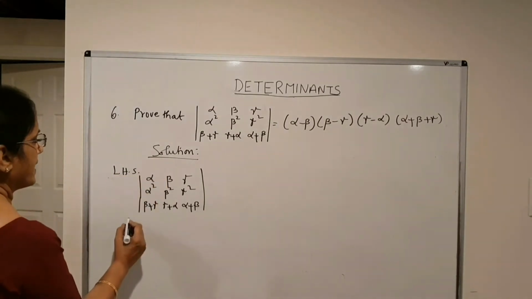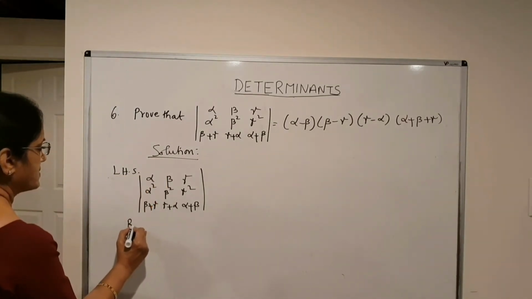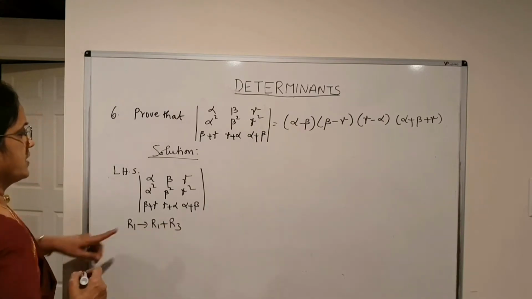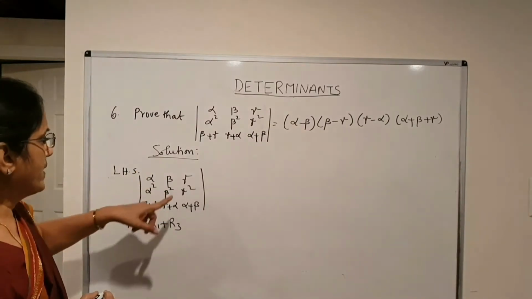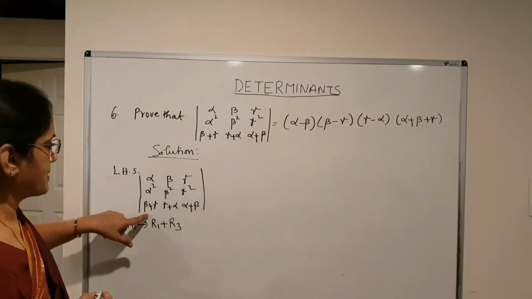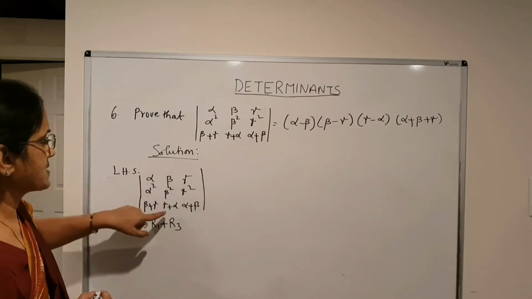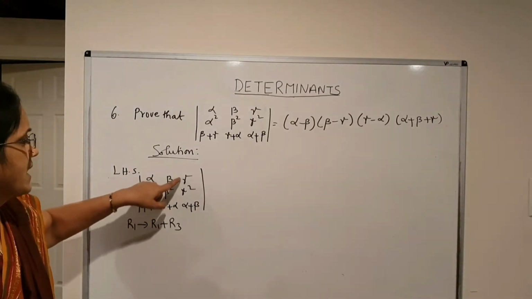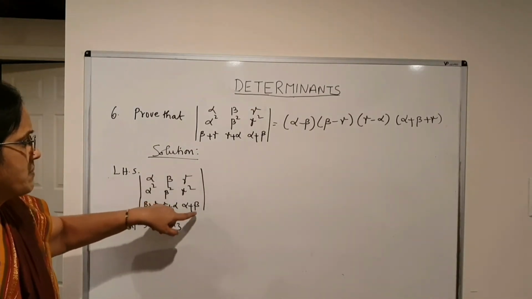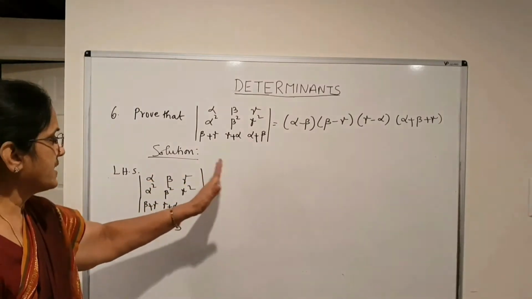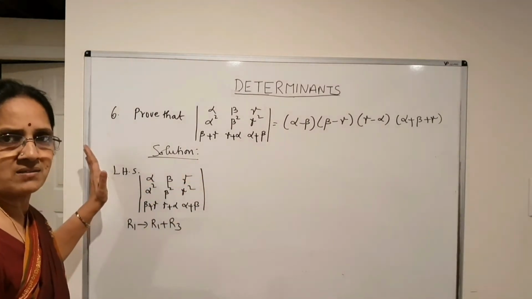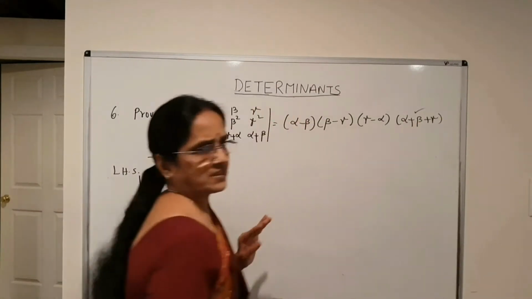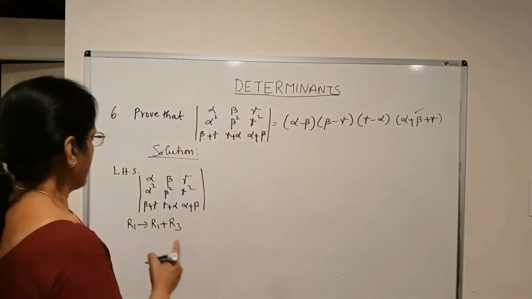So, I can write R1 as R1 plus R3. If I do that, in R1 I will be having alpha plus beta plus gamma, again beta plus gamma plus alpha, which is alpha plus beta plus gamma. Same way, when I add these two, I will be getting alpha plus beta plus gamma. Then I can take out alpha plus beta plus gamma. Once I do that, I will be getting this particular term. So let's do it.